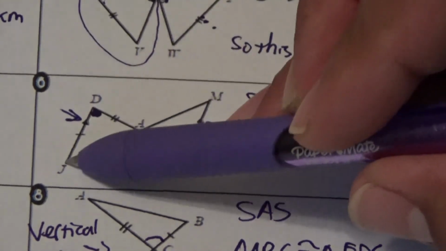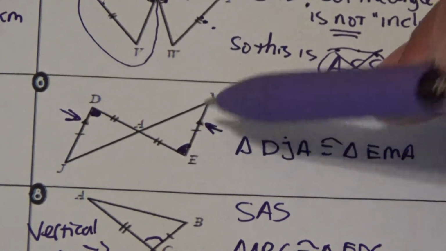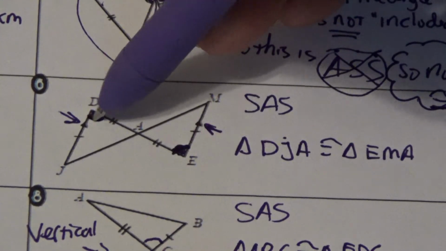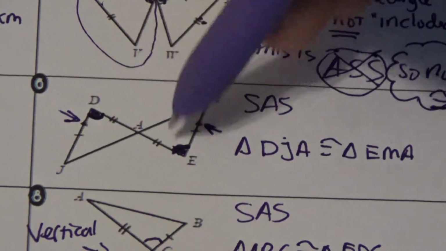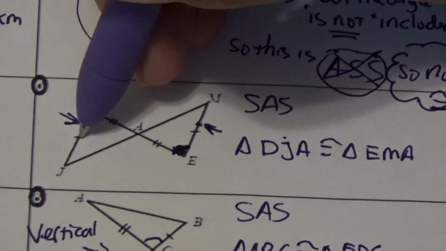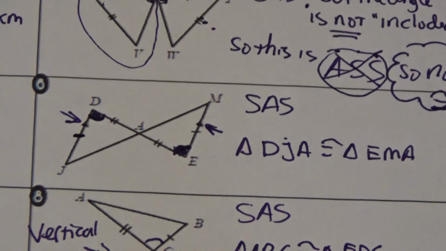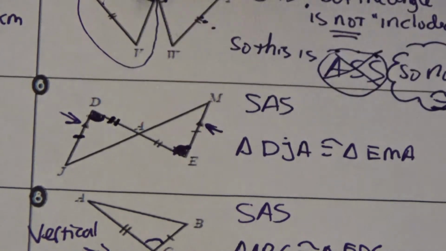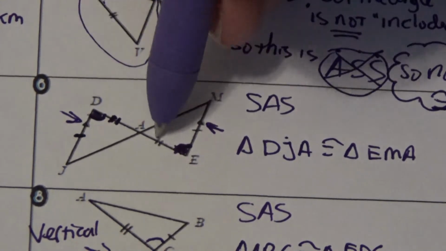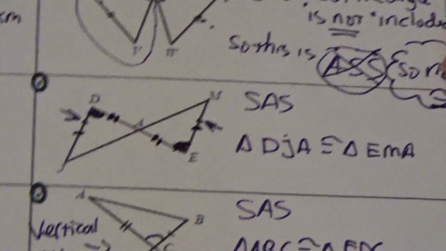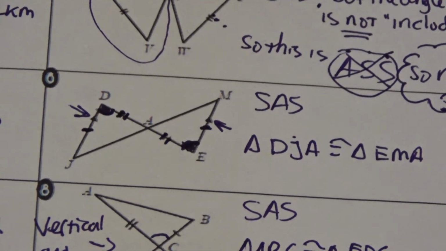So we have a pair of parallel lines, and we've got a transversal. Well, what does it mean about this angle then? That means these two angles are congruent because they're alternate interior angles. So guess what? I have a side here, I have an angle here, and I also have another side that is congruent. So side, angle, side. Side, angle, side. So these two triangles are congruent by side, angle, side.